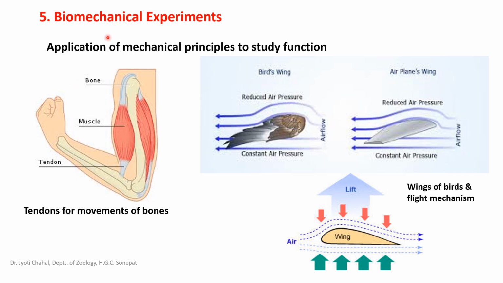So moving next is biomechanical experiments. Application of mechanical principles to study function. So that is one more method of studying functional morphology. So you can see tendons are helpful for the movement of bones. Now basically that is an anatomical feature we are talking about, but still you can see what are tendons. Tendons are connective tissue which will connect muscle to a bone.